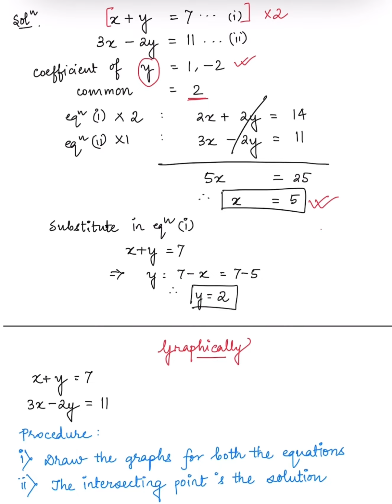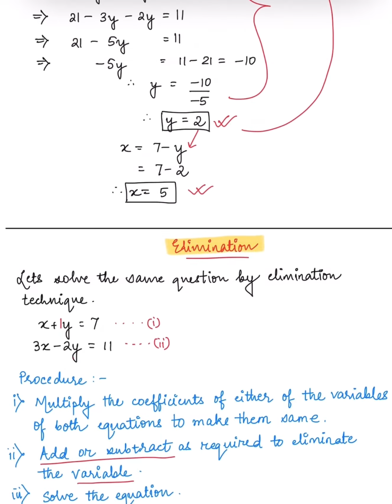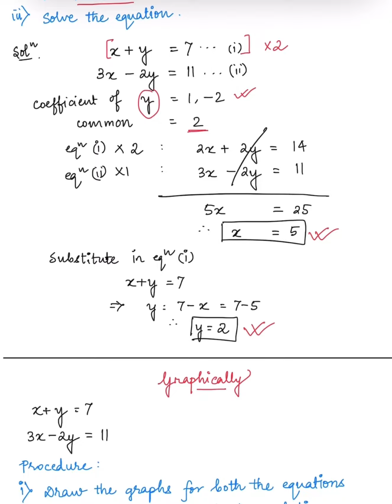Again, I'll substitute this x back in any of the equations to get my value of y. So if you notice, we are obtaining exactly the same answer as the substitution technique, where x was 5 and y is 2. So you can use any method that you want, whichever is suitable for you.